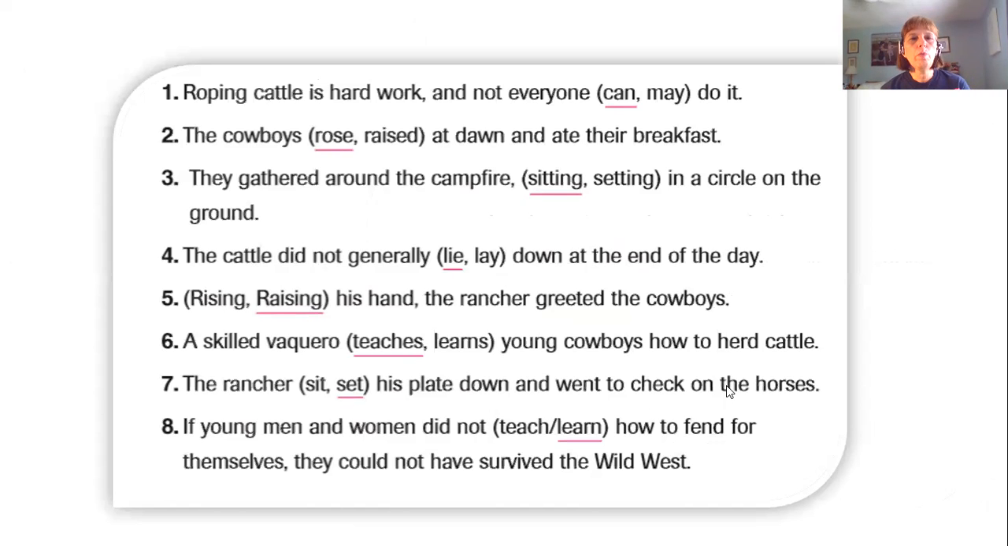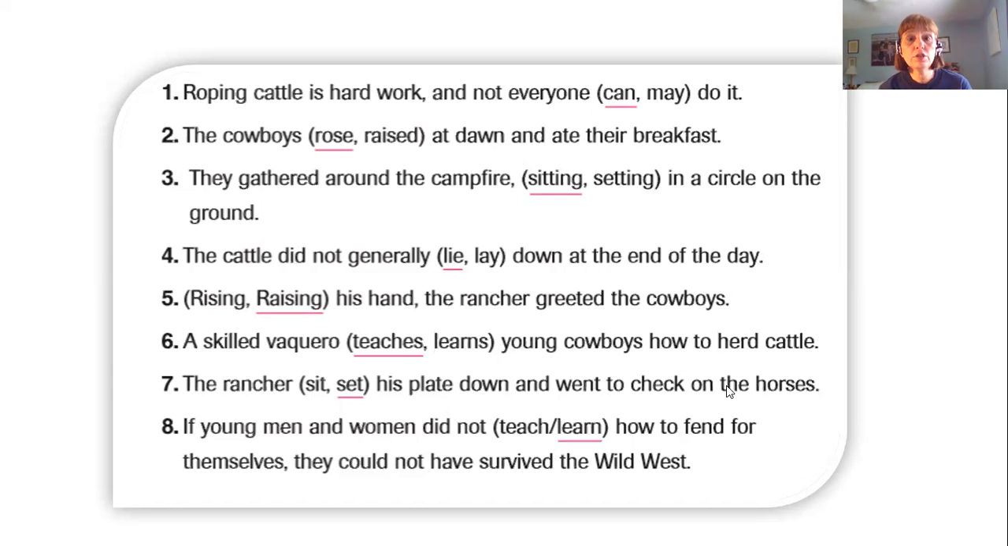Okay. Roping cattle is hard work and not everyone can do it. You're not asking for permission. The Cowboys rose at dawn. They got up at dawn very early in the morning and ate their breakfast. They gather around the campfire sitting in a circle, not sitting in a circle, but sitting. The cattle did not generally lie down, that means recline, at the end of the day. Raising his hand, the rancher greeted the cowboys.